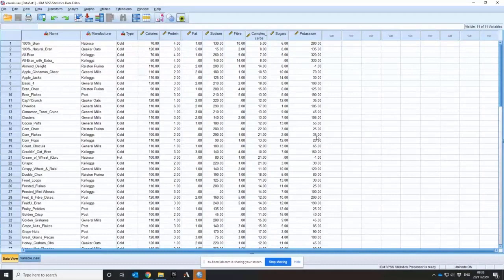Right. So that's the data set. It's now sorted out and clean. So I now know that the data's fine.